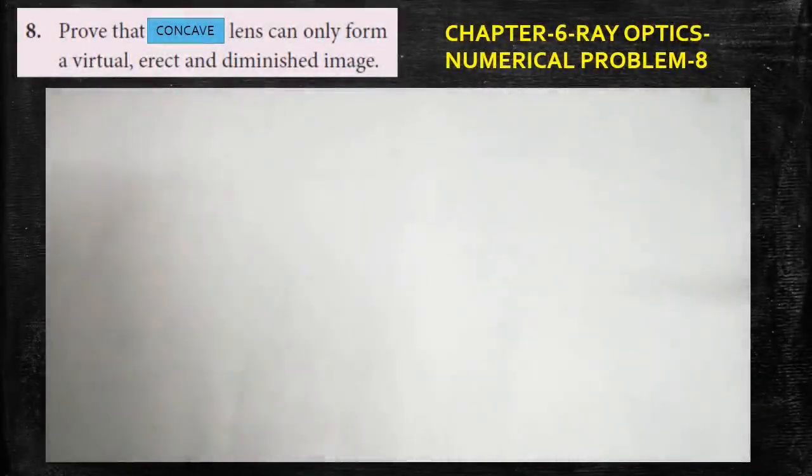We are going to solve the 8th problem in the 6th chapter. Here you are asked to prove that concave lens, which lens? Concave lens can only form a virtual, erect and diminished image. You are asked to prove that a concave lens alone can form a virtual, erect and diminished image. For that you have to draw the ray diagram.